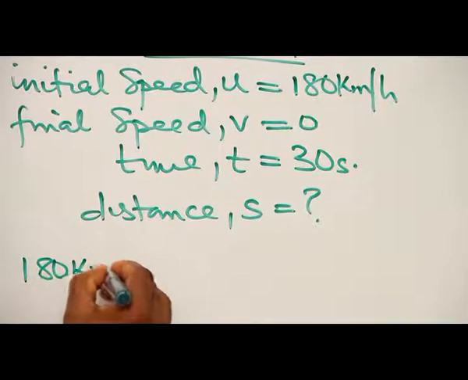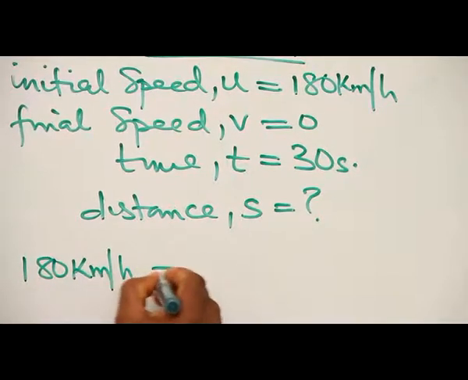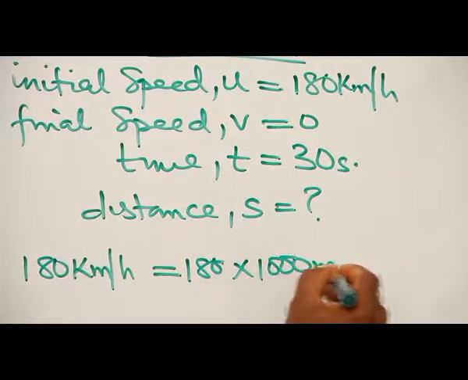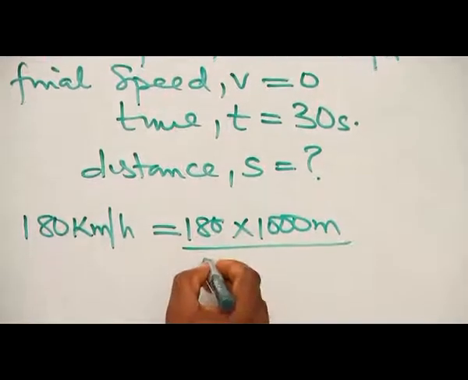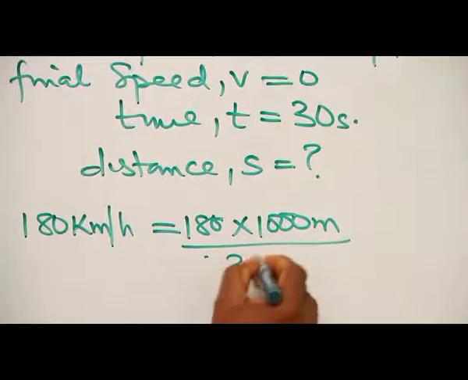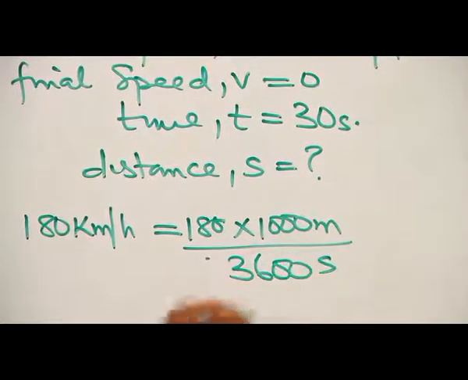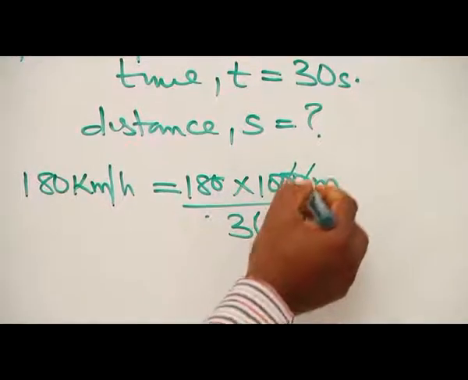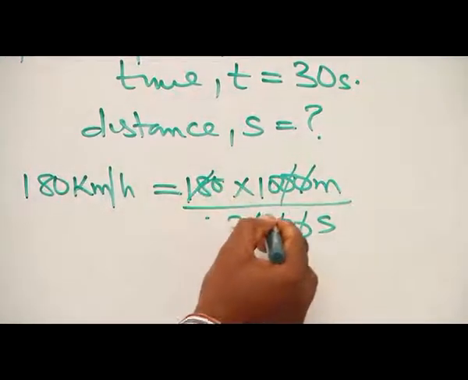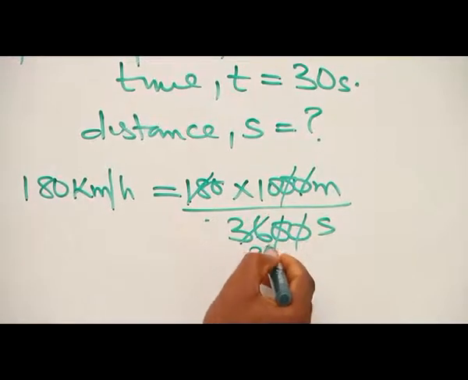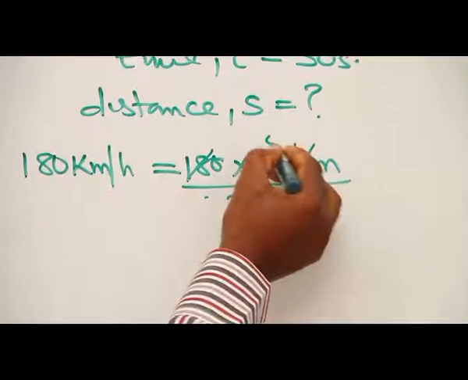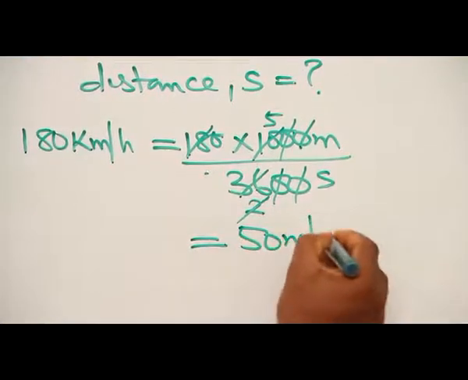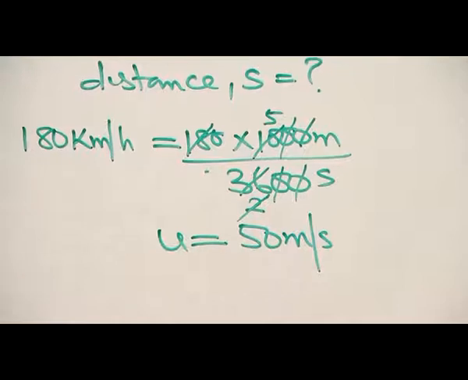180 kilometer per hour is the same thing as 180 times 1000 meters divided by 3,600 seconds. We cancel this out. 18 will give us 2 here, 2 here 1, 2 here 5. This will give us 50 meters per second as our initial speed.